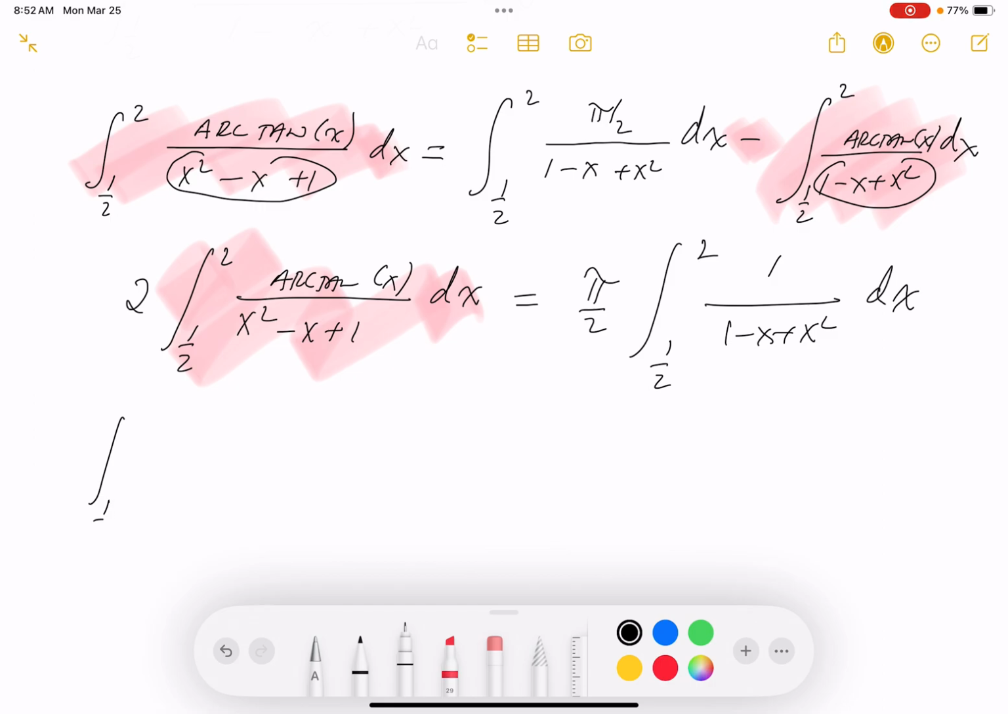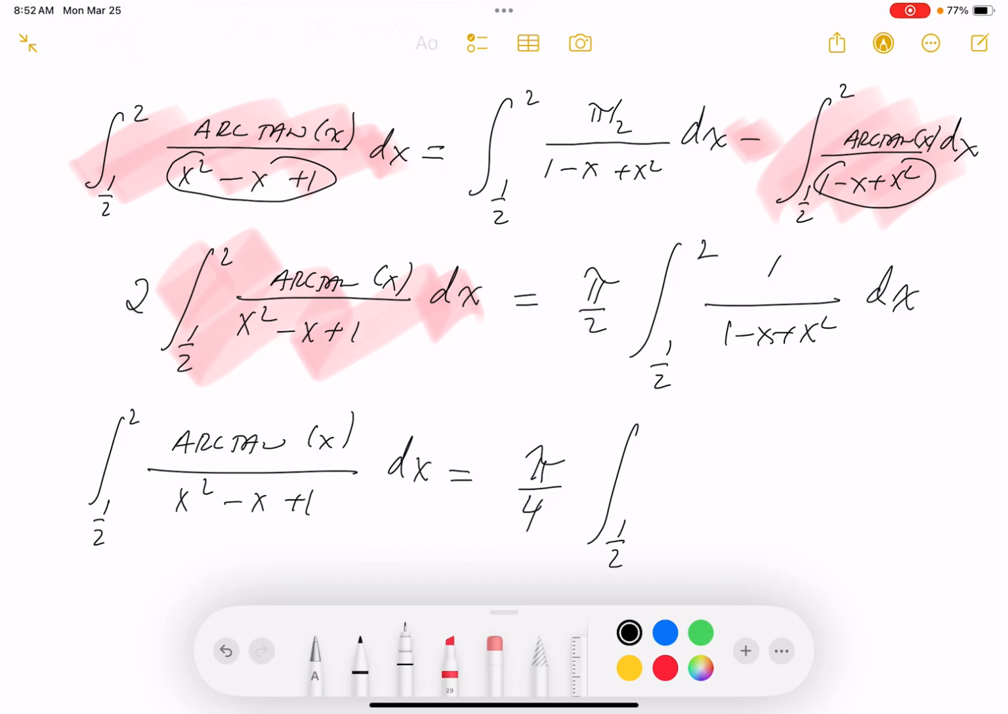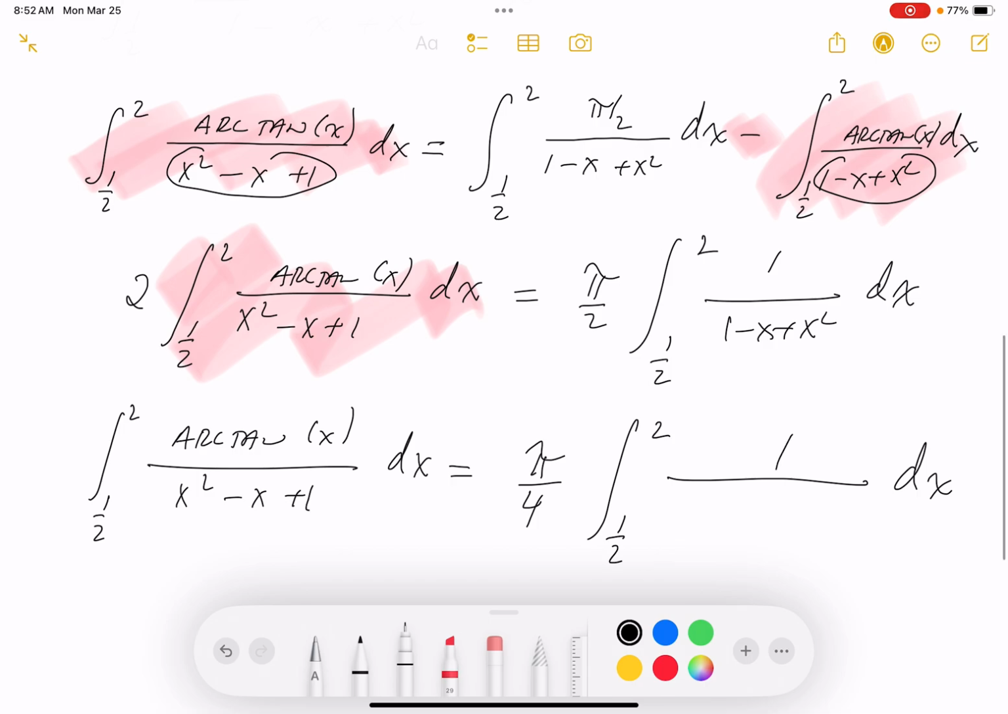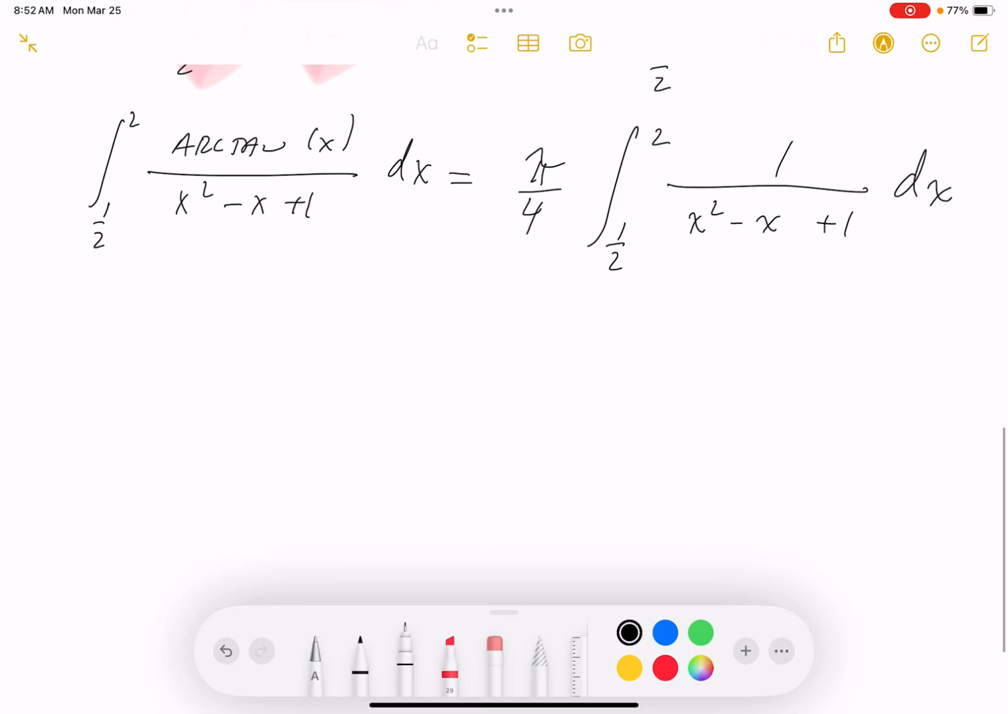And I think I am going to do that by dividing both sides by 2 now. So we get this over here: the integral from 1/2 to 2 of arctangent of x over x squared minus x plus 1 dx is now going to equal pi over 4 times the integral from 1/2 to 2. I'm dividing both sides by 2. Here comes my trouble. I'm going to rewrite it a little differently. And the reason I know this is related to arctangent, I just can't remember. So it's going to be 1 over x squared minus x plus 1, and I got to work on this now.